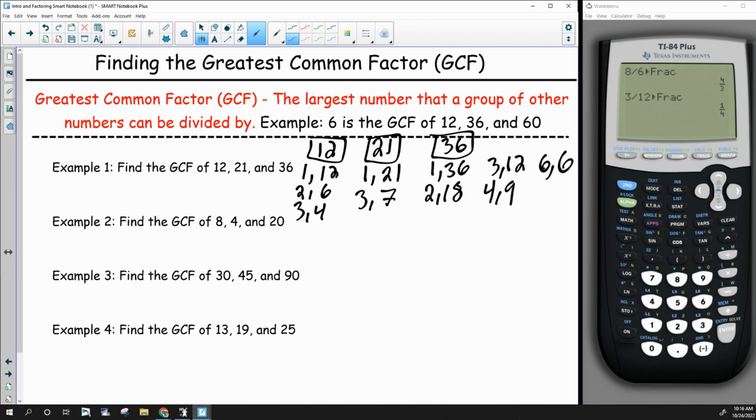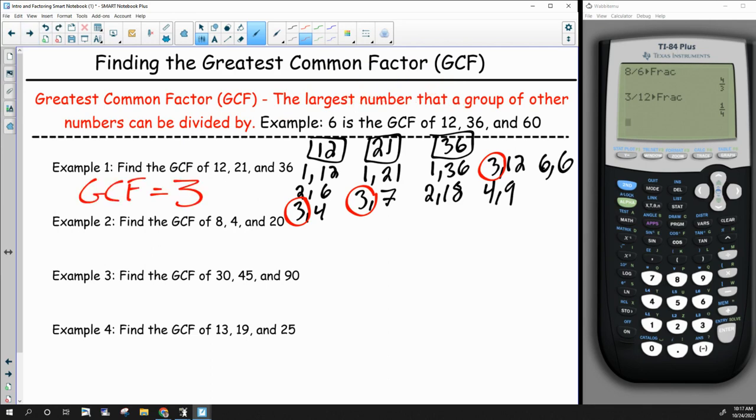Are we yelling numbers? 3. No. The largest number all 3 have in common is 3. You're right, 12 and 36 have a 6. 12 and 36 have 12, but they all 3 have to have them. The GCF is 3.